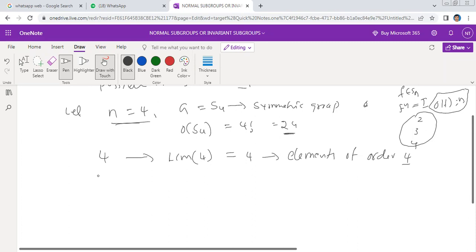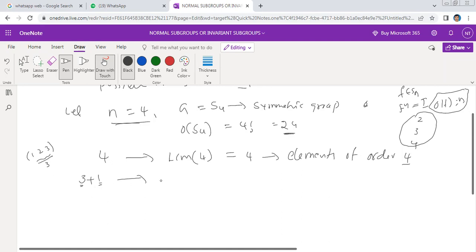Now, what are the possibilities for writing 4? Partition into 3 plus 1. What is the meaning of 3 plus 1? A cycle of length 3, for example, the permutation (1 2 3), and 1 means the identity permutation. The 3 means the length is 3. So 4 can be broken into 3 plus 1.